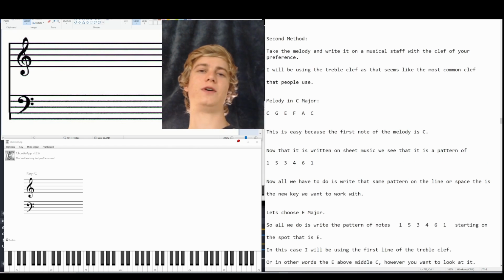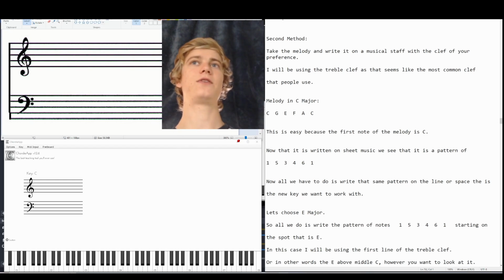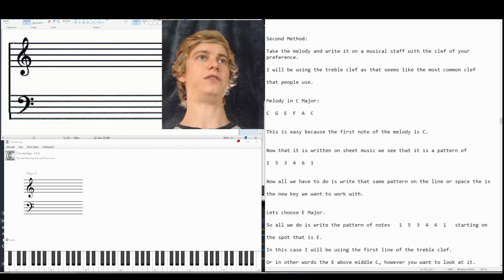Okay, so now we move on to the second method. To do this, you take the melody and you write it on the musical staff with the clef of your preference. I will be using the treble clef, as that seems like the most common clef that people use or begin reading. So we have a melody in C major. So here's the staff right here, and we have the treble clef right here. So we're going to start adding notes in accordance to this clef.